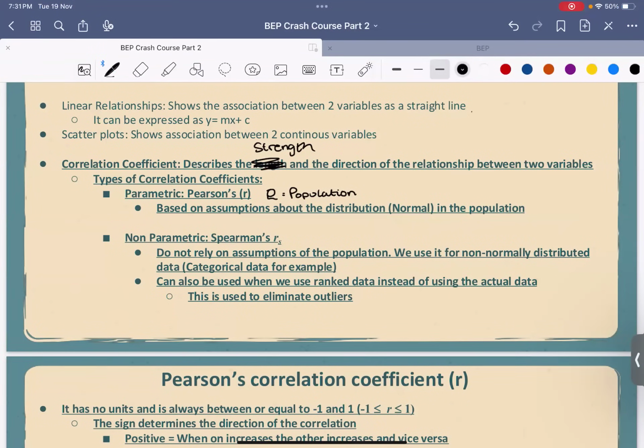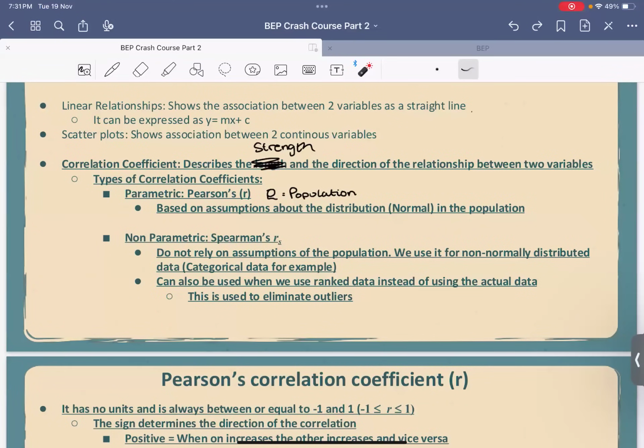So we have two types of correlation coefficients. We have the parametric type and we have the non-parametric type. Very high yield. This is the most important thing in the lecture, okay? So the parametric correlation coefficient test is called Pearson's test, or R, the R value. The non-parametric is called Spearman's test or RS, so the RS value.